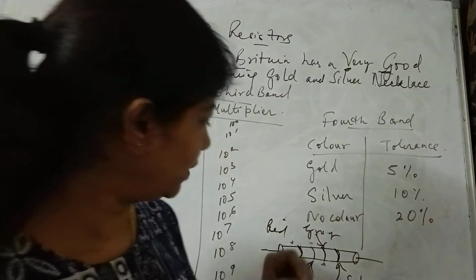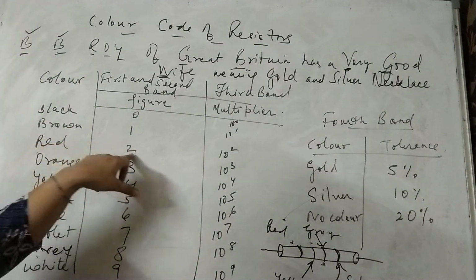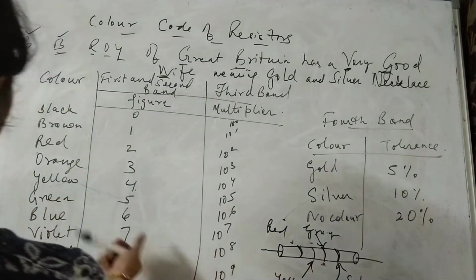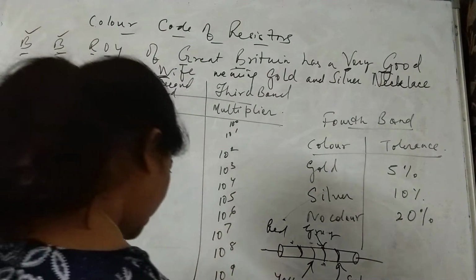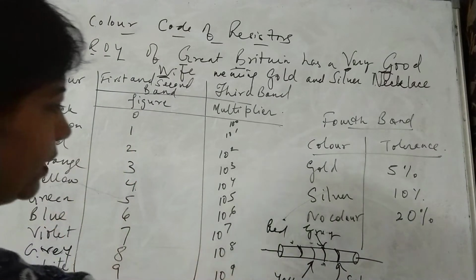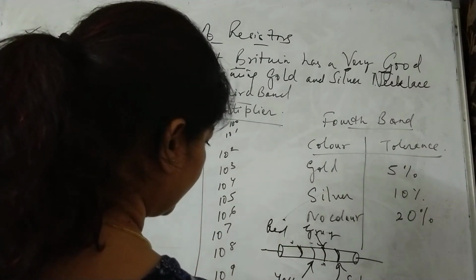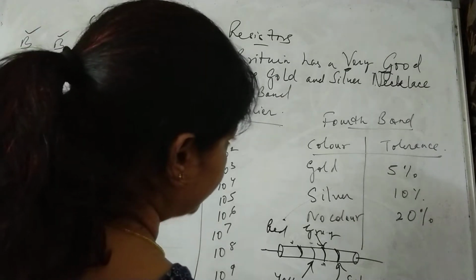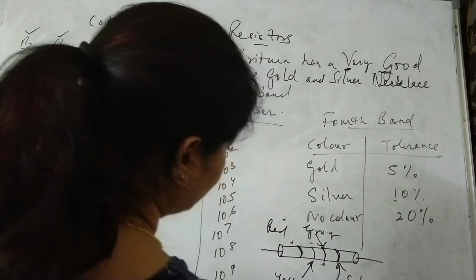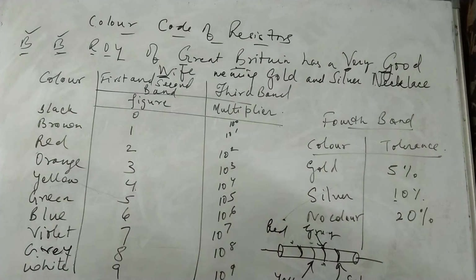So let's see how we do it. The first one is red, so you check it: red is 2, so we write 2. The second one is yellow, and yellow is 4, so it is 4. The third one is the multiplier, that is grey, and grey is 10 to the power 8. For tolerance I will write plus minus, because it is silver, and silver is 10%, so plus minus 10%. So this is the resistance you are getting for this resistor.